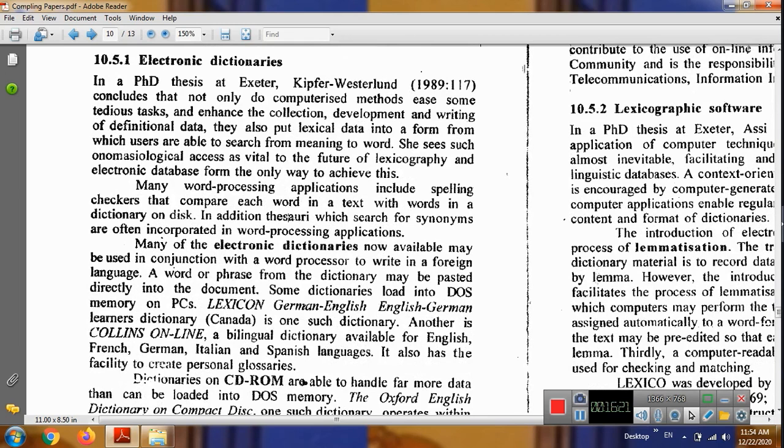Many word processing applications include a spelling checker that compares each word in a text with words in a dictionary on disk.